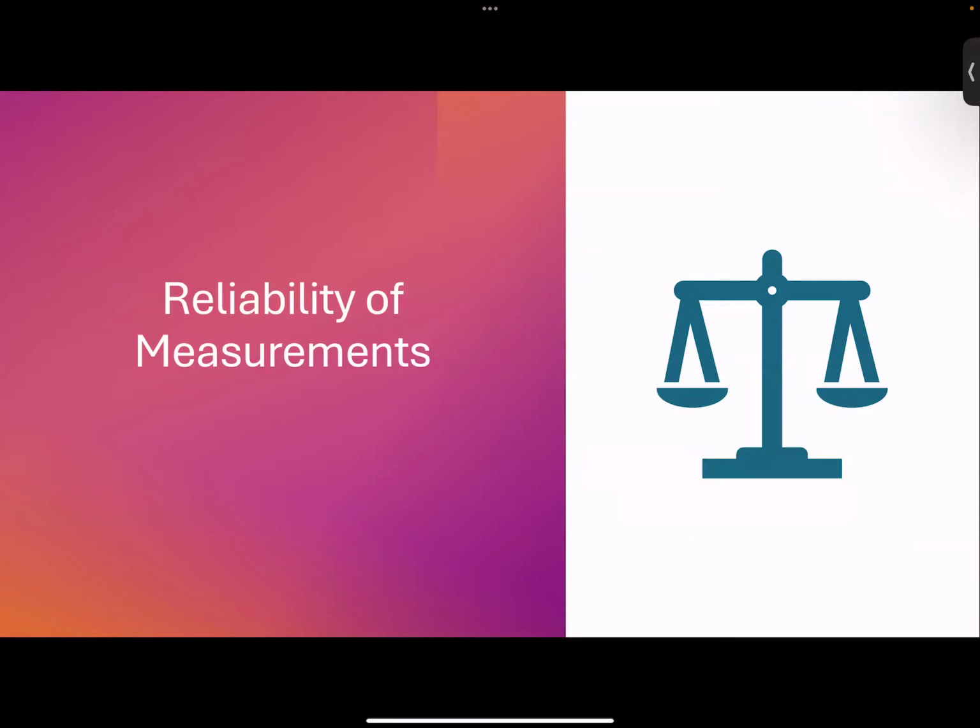So Monday's lab is all about making measurements. And specifically, it is understanding the reliability of those measurements. It's understanding the difference between precision and accuracy. And it's about determining what instrument is going to give you the best data.